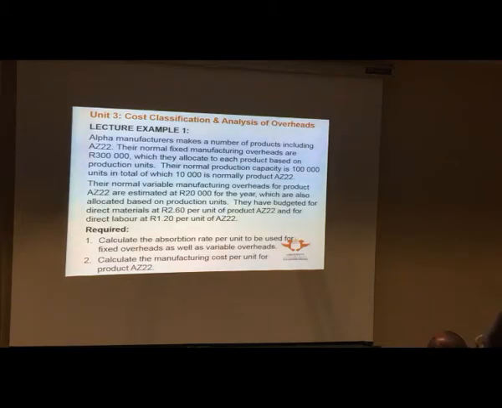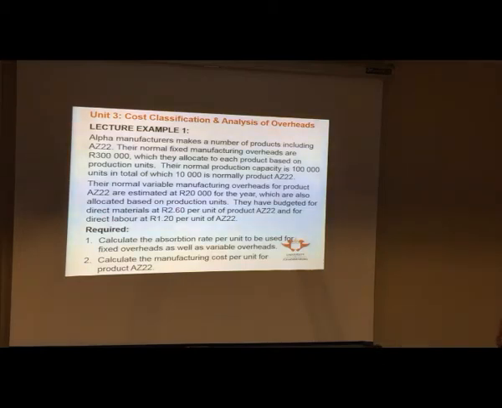So that's the bottom line. 20,000 Rand and 10,000 units. So your total is 20,000 Rand. Your amount per unit must be 2 Rand a unit: 20,000 Rand divided by 10,000 units. And then your direct materials is 2 Rand 60 and your direct labor is 1 Rand 20.